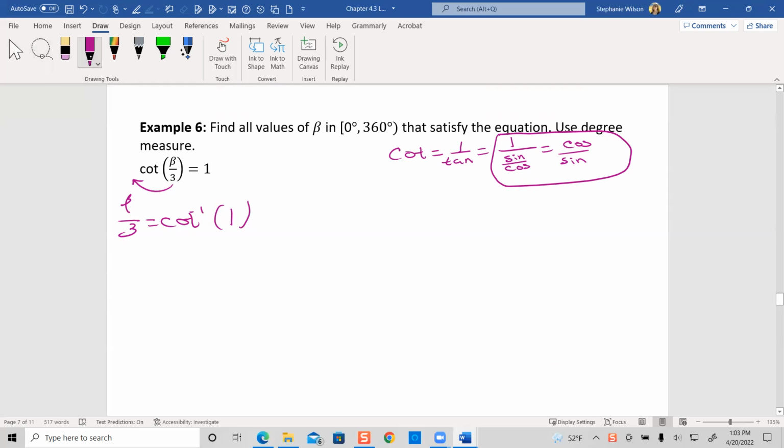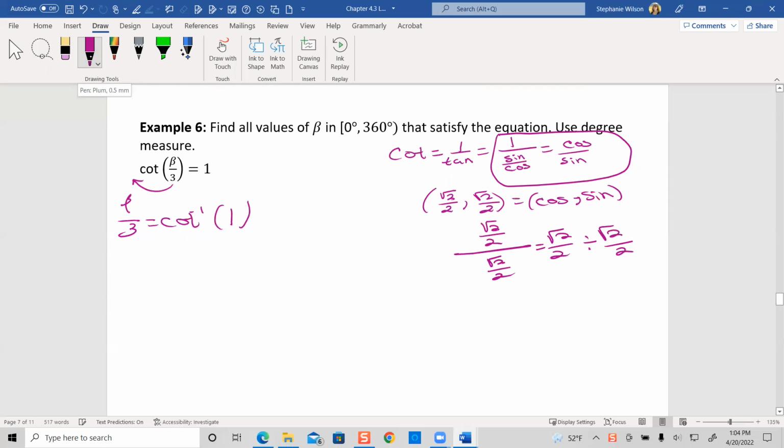Well, just knowing that if I was to go to the unit circle, I can get the ordered pair of square root of 2 halves, square root of 2 halves. So this is cosine, sine. So I know that if I take the square root of 2 divided by 2, all divided by square root of 2 divided by 2, we end up with this notation. And I'm just writing it to show you how I came up with cotangent of 1. So now we're going to keep, change, flip. So I got square root of 2 divided by 2 times 2 divided by square root of 2, which gives me my 1. And that's what we want.